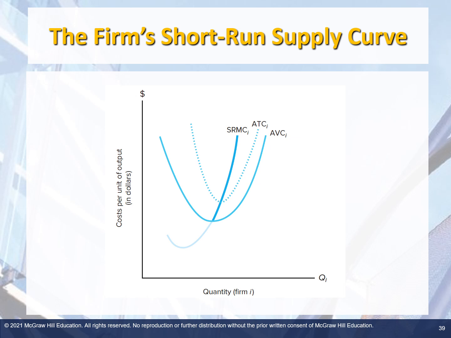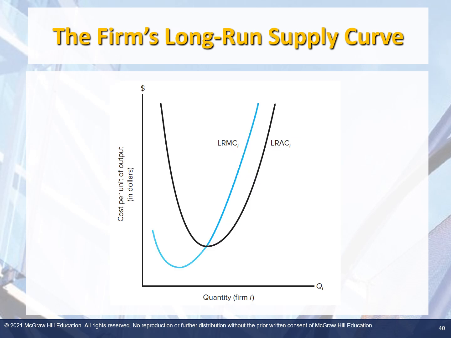Here's a graph of the short-run supply curve. And here's a graph of a long-run supply curve. The long-run supply curve is flatter and more responsive. Firms enter or exit depending on whether they're earning a normal profit.